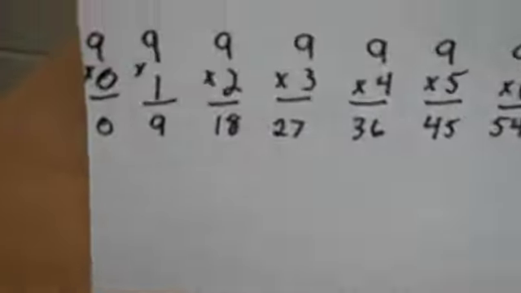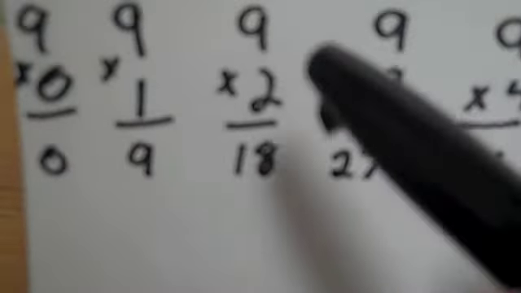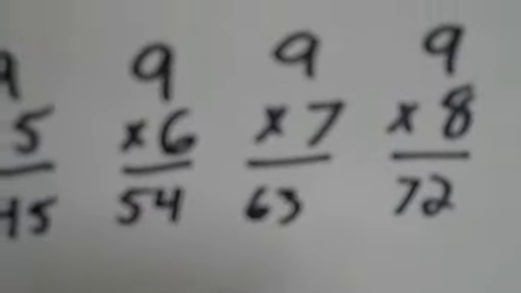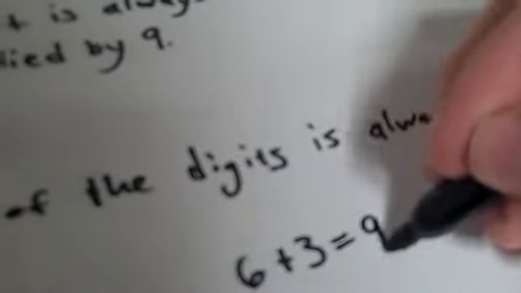The third pattern is the sum of the digits is always 9. Don't believe me? Let's try some out. For 9 times 2, we have 18. 1 plus 8 equals 9. Let's try another one. 63. 6 plus 3 equals 9.